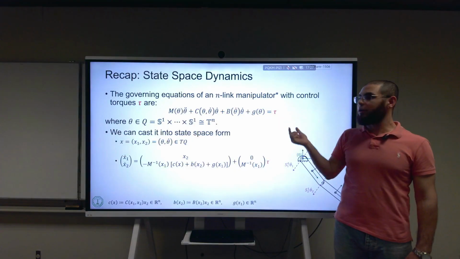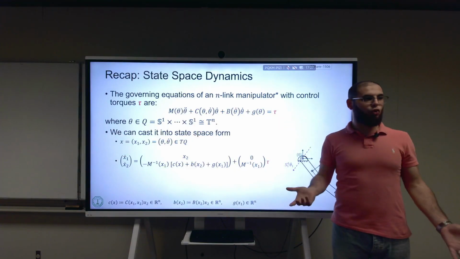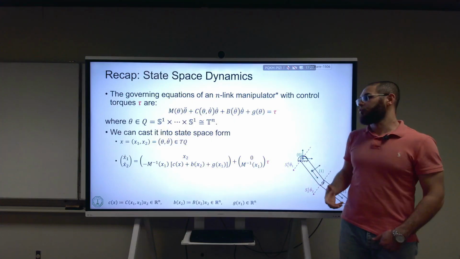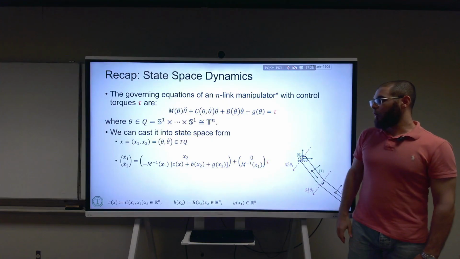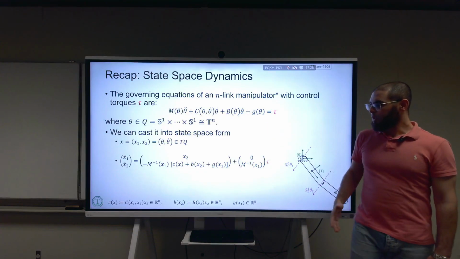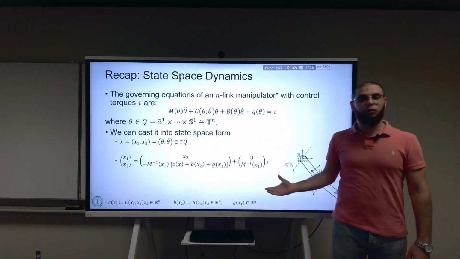And tau here, the one in red, is the control torques, the ones that come from the actuators that we want to design a controller for. So our goal is to find tau equal to something. That's the goal. The state space form is how we're going to start.